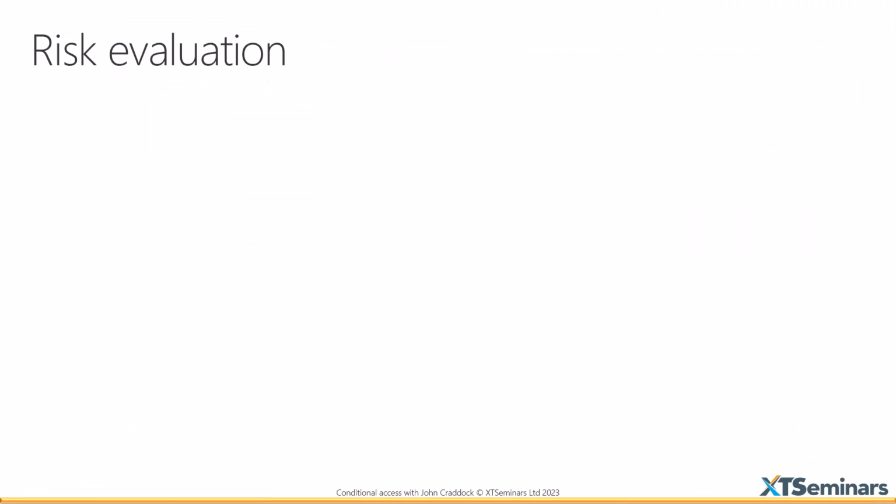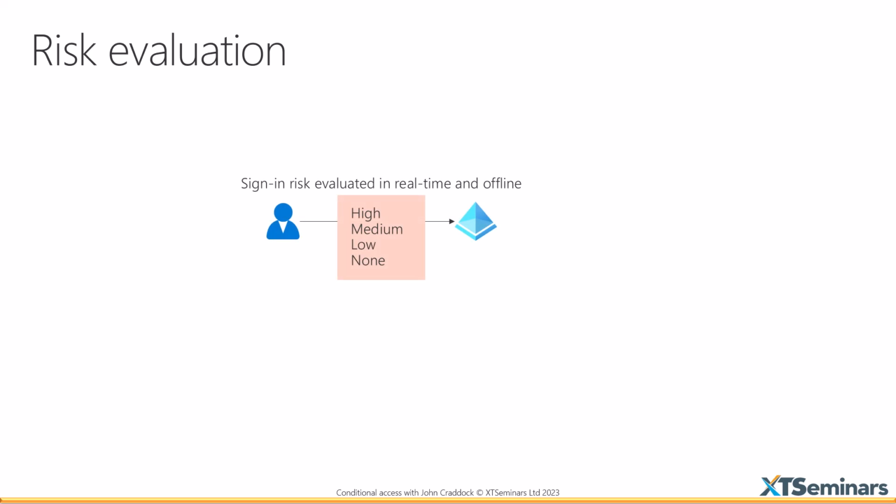Let's have a look at how the risk is evaluated. So start off with sign-in risk. And what Microsoft will do is look at every sign-in and then evaluate the risk associated with that sign-in. Now, some of the times the evaluation can be done in real time. For instance, if you're coming in from an anonymous IP address, that is probably flagged as medium risk. It may actually be flagged as high risk at times.